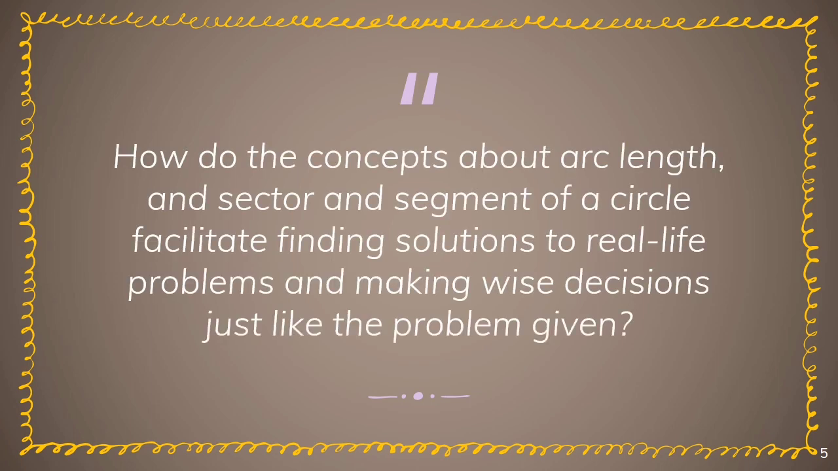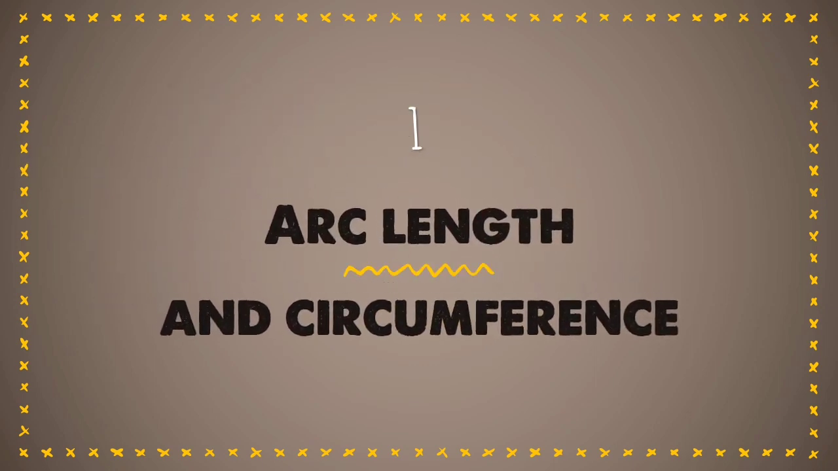So the main focus of our lesson is to answer this question. How do the concepts about arc length and sector and segment of a circle facilitate finding solutions to real-life problems and making wise decisions just like the problem given? This module primarily focuses on illustrating arc length and the sector and segment of a circle and their application to real-life problems. To deal with these concepts, there is a must on understanding the area and the circumference of the circle. Let us start with the arc length and the circumference of a circle.